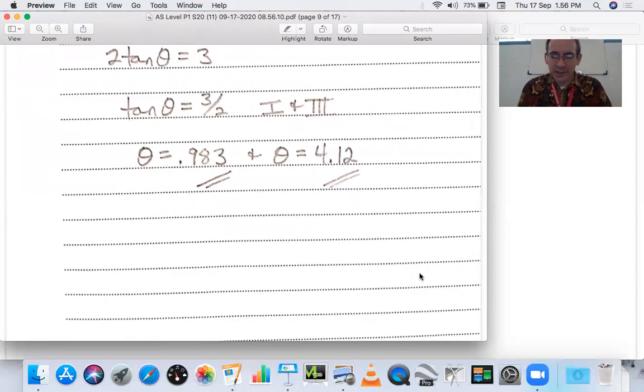Don't forget, use your calculator value of pi. You're not allowed to use 3.14. You can use 3.142, but it's just as easy to use your calculator button for pi.